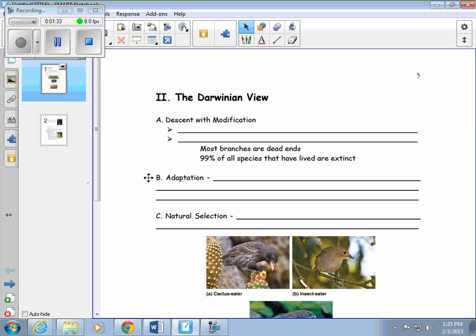Speaking of adapted, the word adaptation. The word adaptation means it's an inherited trait that will promote their survival and reproduction in their environment. Make sure you're saying it right. It's an adaptation, not an adaption. So an adaptation is an inherited trait that helps out an organism, helps them survive in their environment.